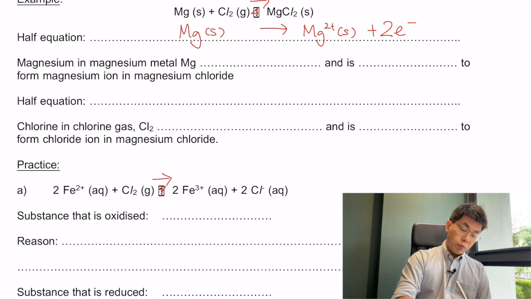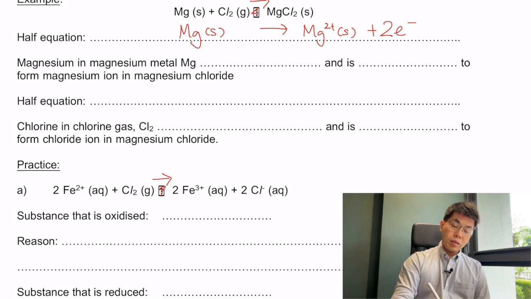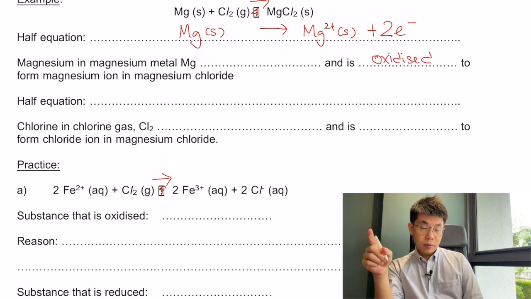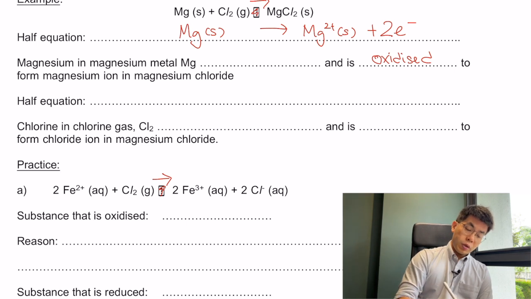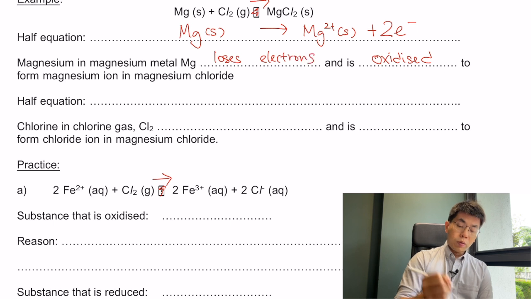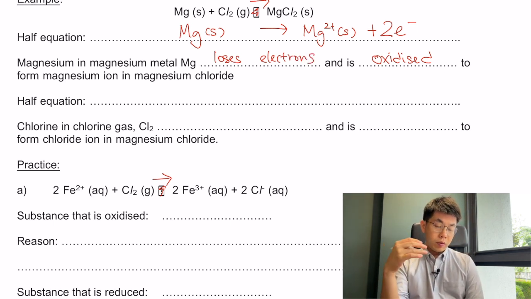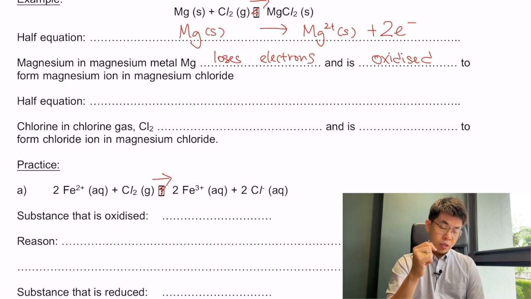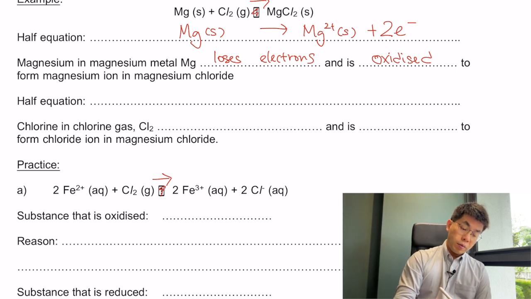So what happens is that magnesium in magnesium metal is oxidized. Okay, it is oxidized. Now, why? Because it loses electrons. So magnesium in magnesium metal loses electrons and is oxidized to form magnesium ion in magnesium chloride. So this is okay, right? But in order to make sure that you get your full marks, you need to tell me the number of electrons. Because I went from 0 to +2, therefore it's 2 electrons. So it loses 2 electrons.